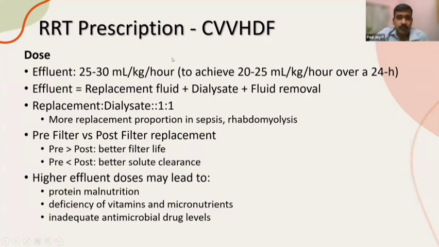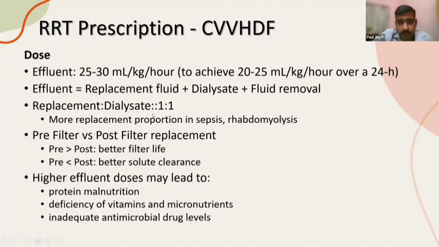The RRT prescription dose is told in terms of the effluent dose, which is 25 to 30 ml per kg per hour. And this has to be prescribed so that 20 to 25 ml per kg per hour can be achieved, because obviously there will be certain time lost in shifting the patient. Sometimes because of alarms, the machine will stop. There will be some time in change of the bags, etc. Now, the effluent is the sum of replacement fluid, the dialysate fluid, and the net fluid removal.